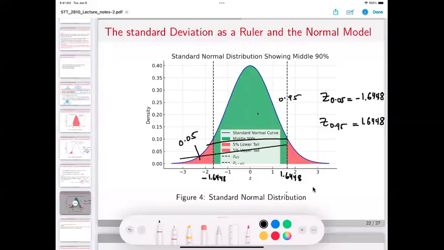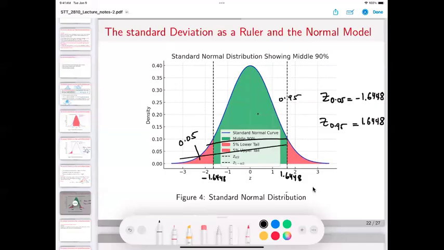Mm-hmm. Z 0.05. Is that like 5%? Mm-hmm. Totally. Yeah. And negative 1.64, that's the exact Z mark. Yeah. Good.